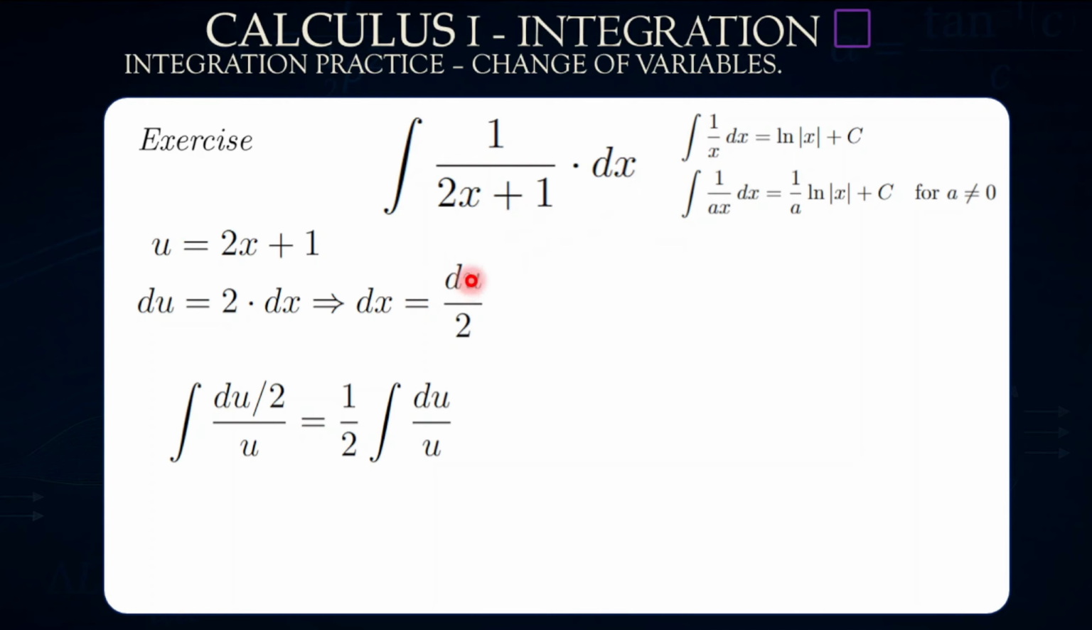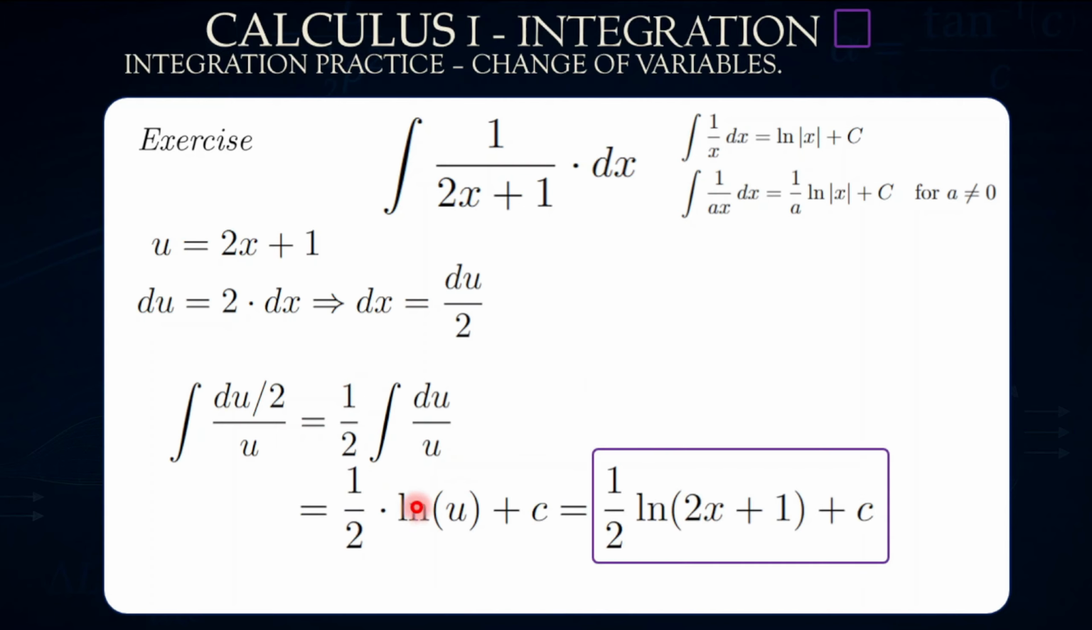So dx becomes du divided by 2, and here in the denominator you have u. So it is equal to the integral of du divided by 2, replacing dx in the numerator, divided by u, which is 2x plus 1, correct? You pull the 1 over 2 outside, and you have 1/2 the integral of du divided by u, which gives you ln u plus c, multiplied by 1/2 on the outside. So equal 1 divided by 2 ln u plus c. Now we restore the original value of u, which is 2x plus 1, so it is equal to 1/2 ln of 2x plus 1 plus c, which is the constant of integration.